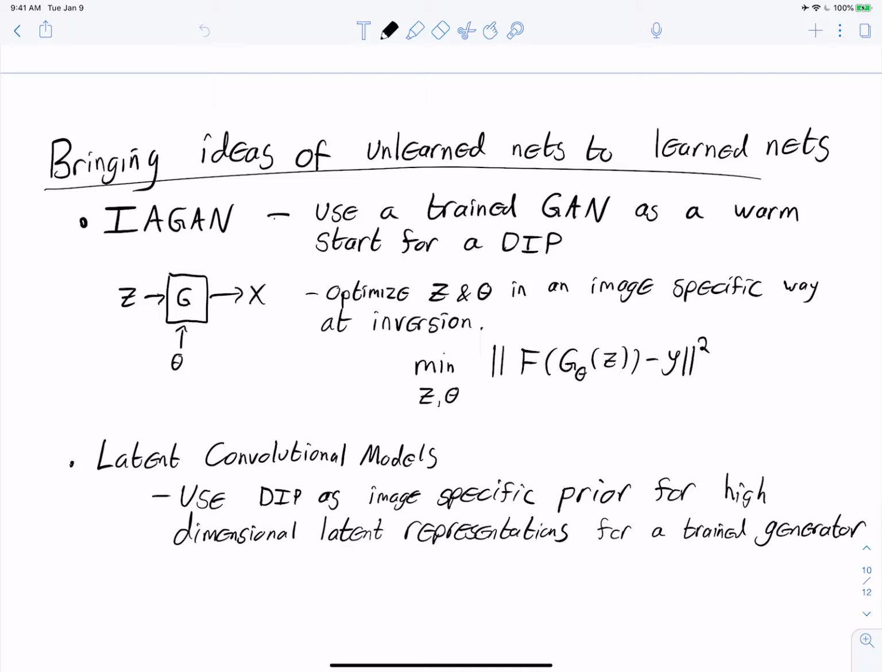But instead, the fact that the IA GAN is now optimizing over the parameters theta is really combining the worlds of generative modeling and of these unlearned priors.